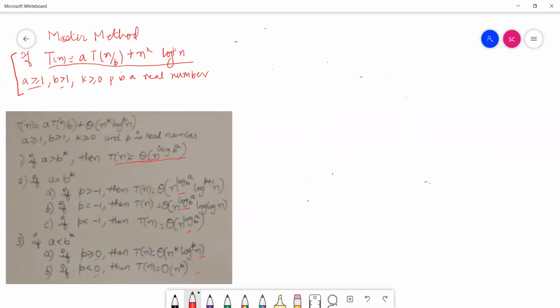Okay. First example I am taking, the simplest one. So first of all, we'll write the values of a, b, k, and p. So a is equal to 2, b is equal to 2. k is what? k is the power of n. So here the power is 1. So k is equal to 1. And p is equal to 0 because this log term does not exist. So any value to the power 0 is 1. So p is equal to 0.